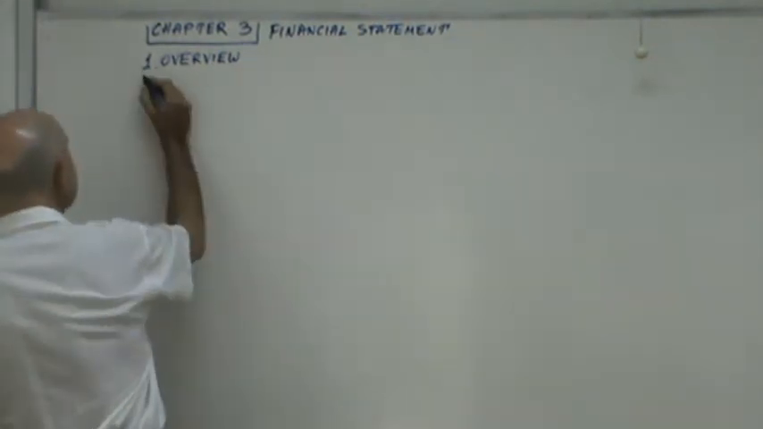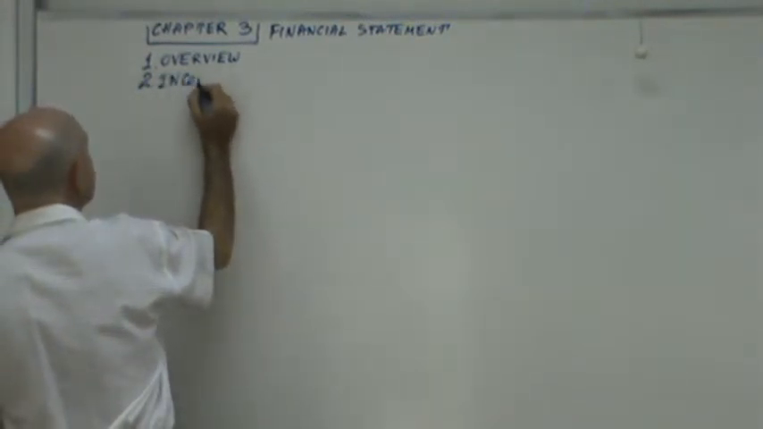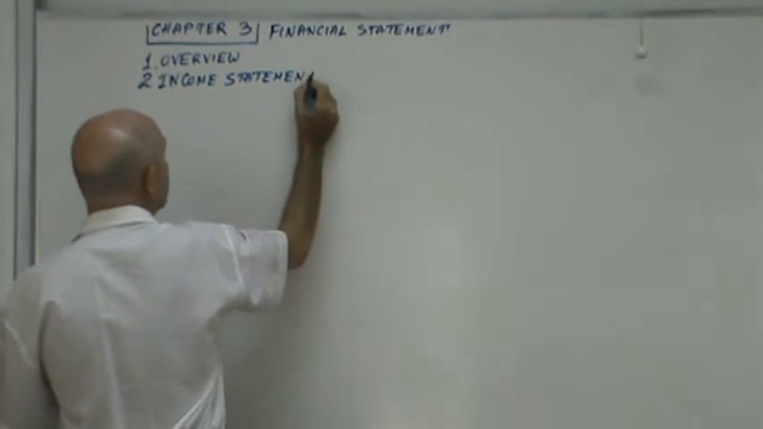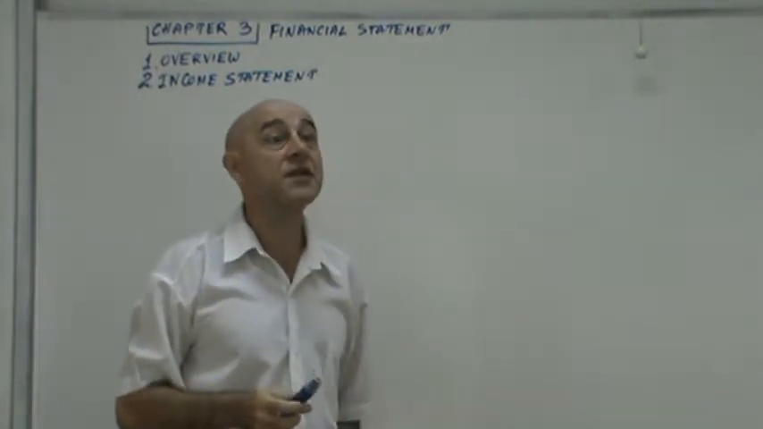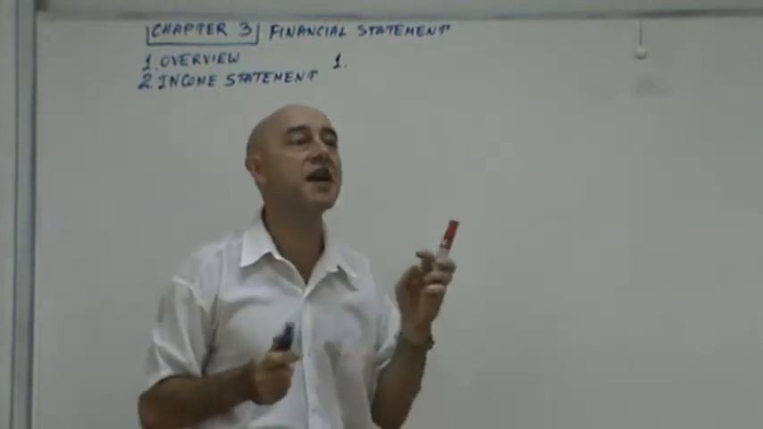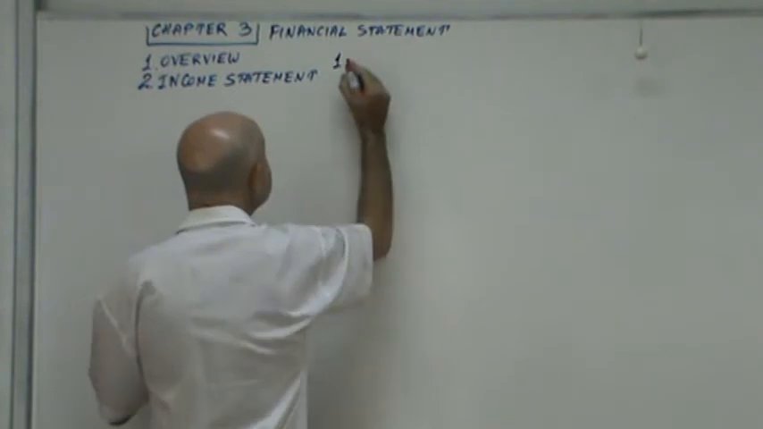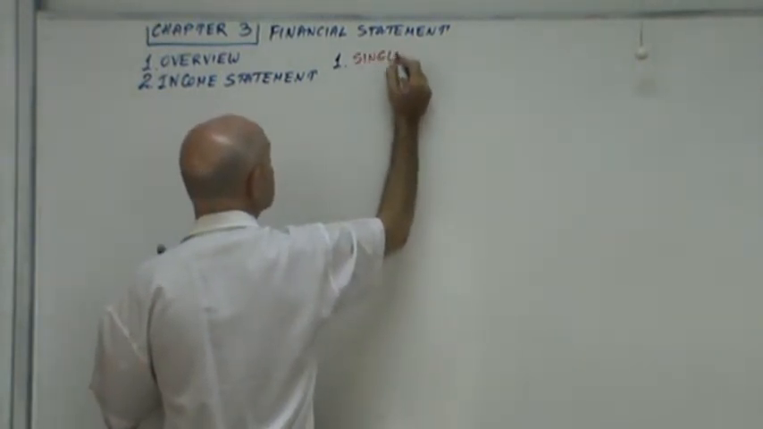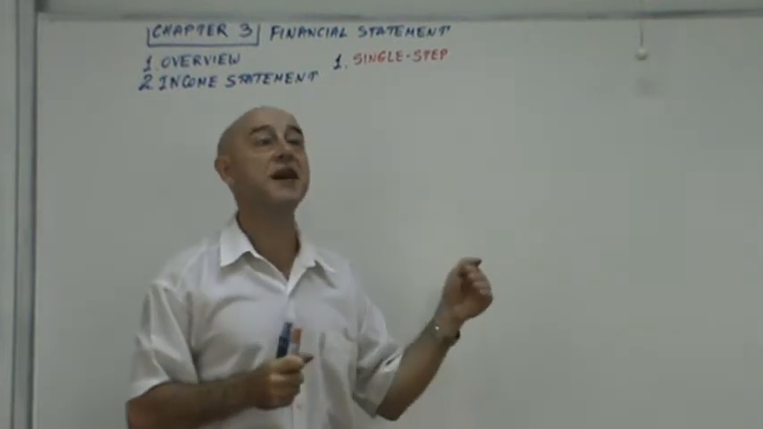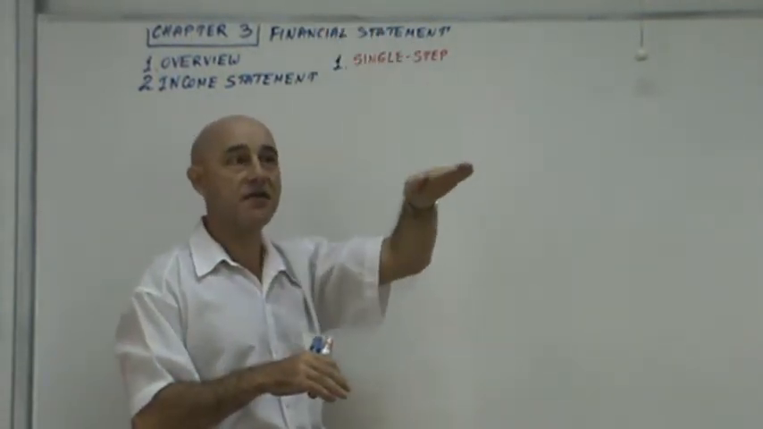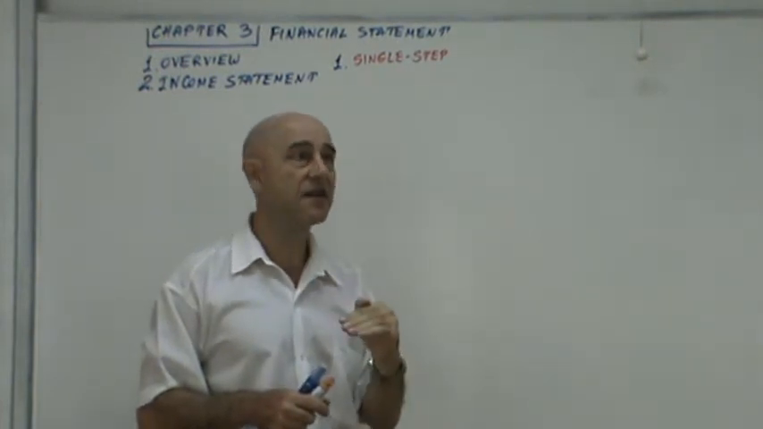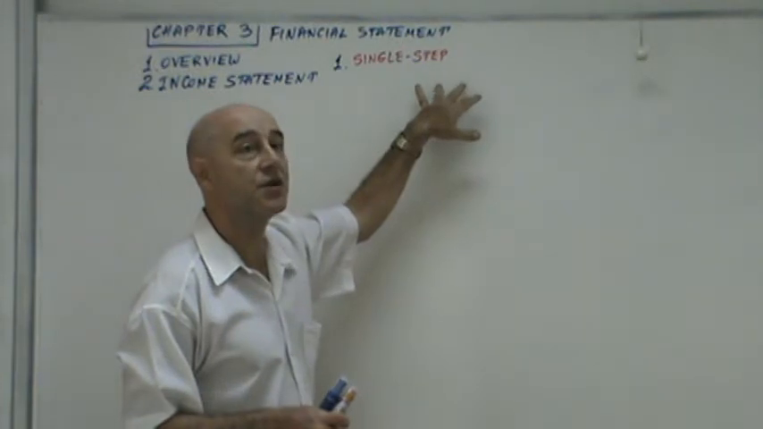Section number two was the income statement. An income statement can be designed in two methods. You still get the same income. The income is the same. You could do single step. In a single step statement, you list all the revenues, everything you have, and then you do total revenues. And then you list all expenses that you have, and then do the total expenses. And finally, you get the net income.